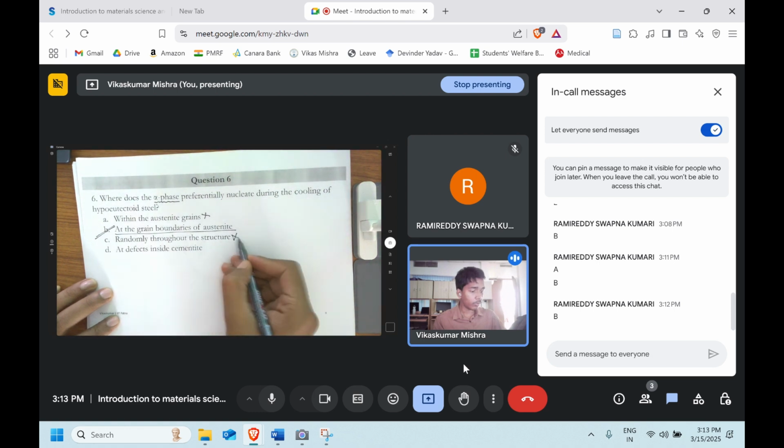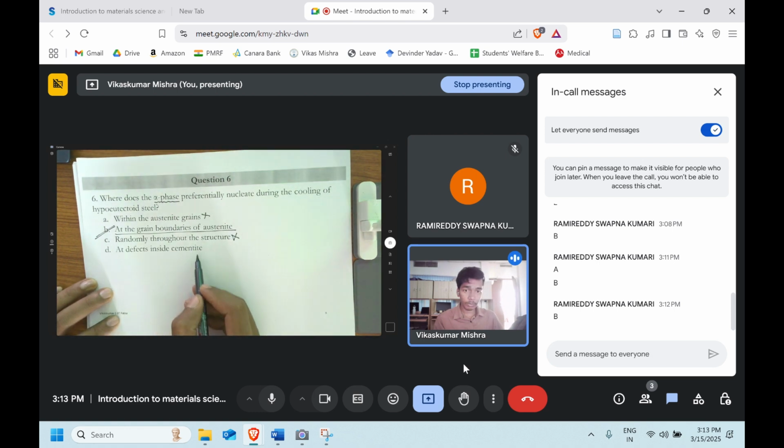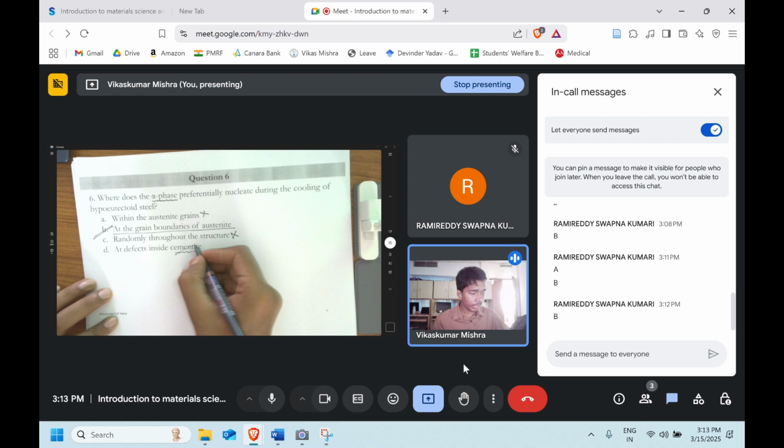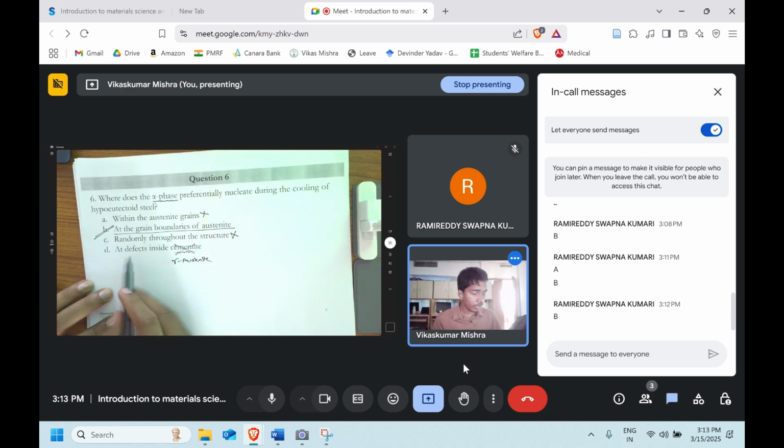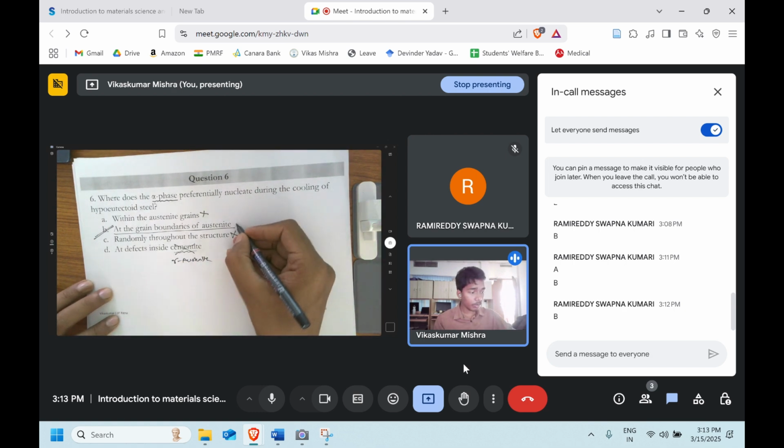Randomly throughout the structure? No. At the defect inside the cementite? Inside the cementite, they are talking about, no. Cementite is not there. Let's say instead of cementite, they talk about the austenite. In that case, this can be the right answer, but the grain boundary will be preferred.